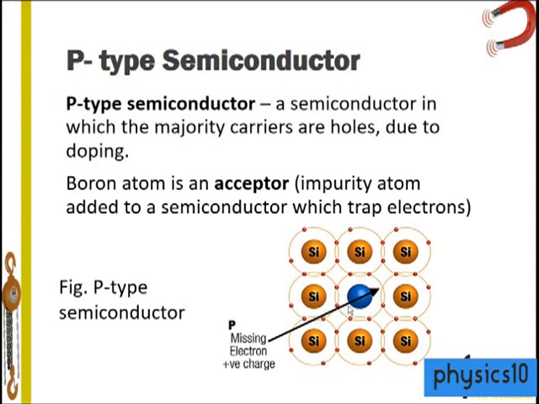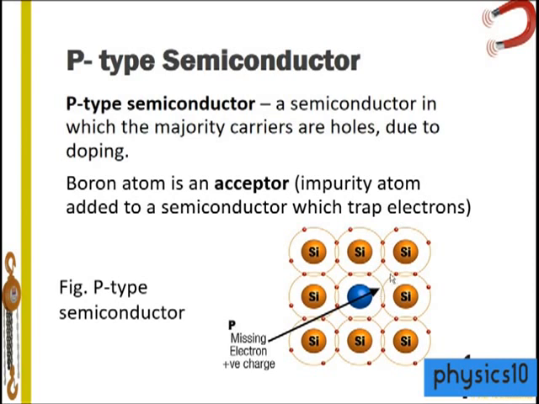What will happen is that the missing electron will create a hole. And what we say is that boron, or the boron atom, is an acceptor. It's an acceptor because it will accept electrons from the other silicons, since it's deficient of an electron. It's only got 3 electrons in its valence shell.